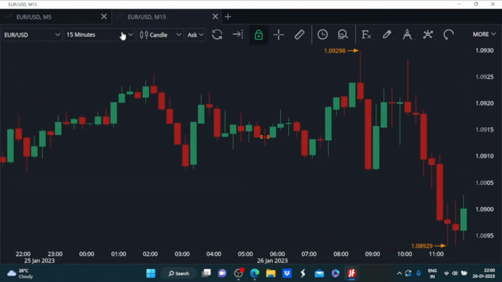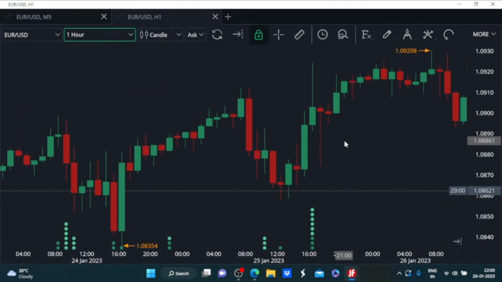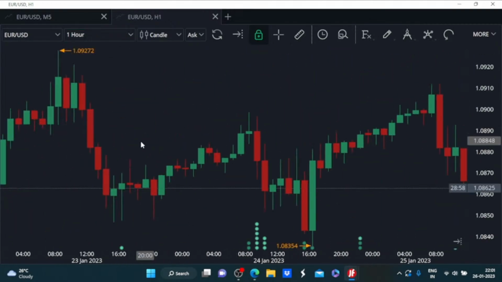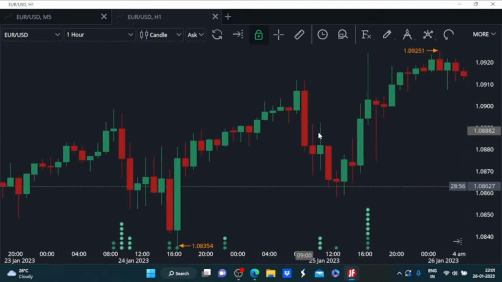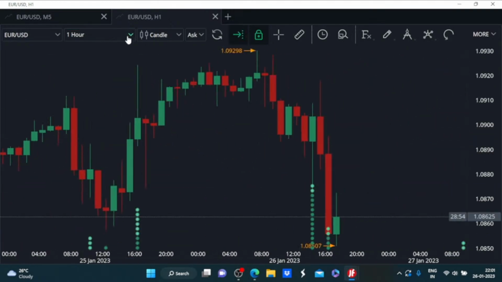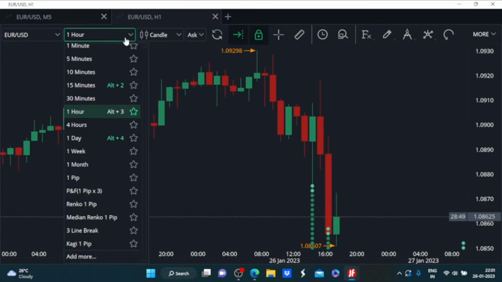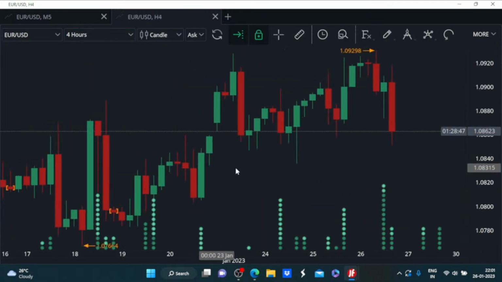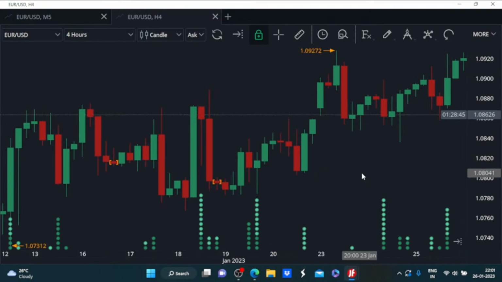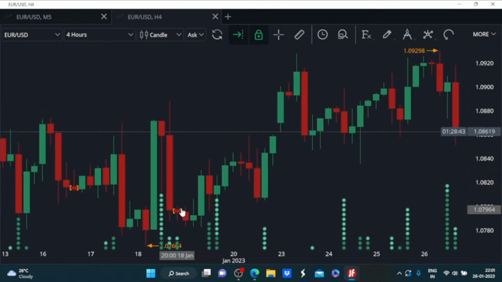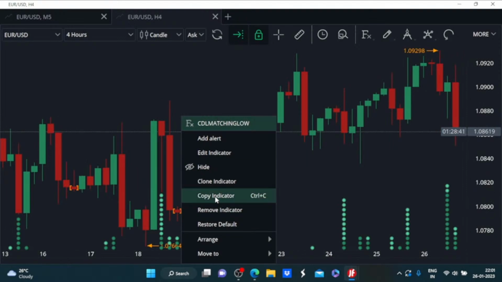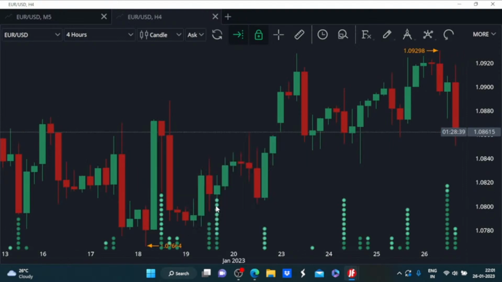So here, but now if I go back to hourly, you see there is no pattern recognition in place as it has been disabled. So if you have a different indicator on this hourly time frame, but you want to have the matching low on the 4 hourly time frame, you can have it, and at the same time make sure that the chart doesn't look too cluttered. So that is the utility of this particular indicator and its editing options. I hope you got the point.